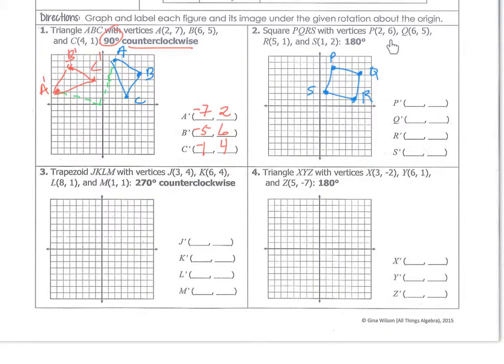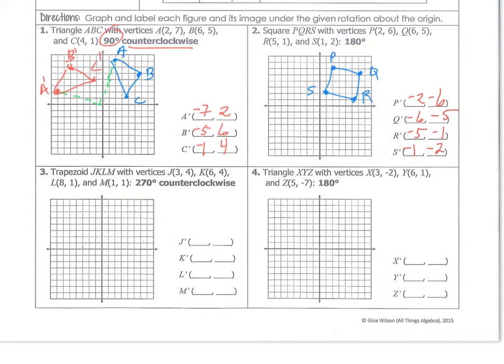Yeah, you're not switching anything, you're just changing the signs. So 2, 6 becomes -2, -6. And 6, 5 becomes -6, -5. 5, 1 becomes -5, -1. And 1, 2 becomes -1, -2. So these all happen to be negative because they all happen to start out positive. So we're not just making them all negative.